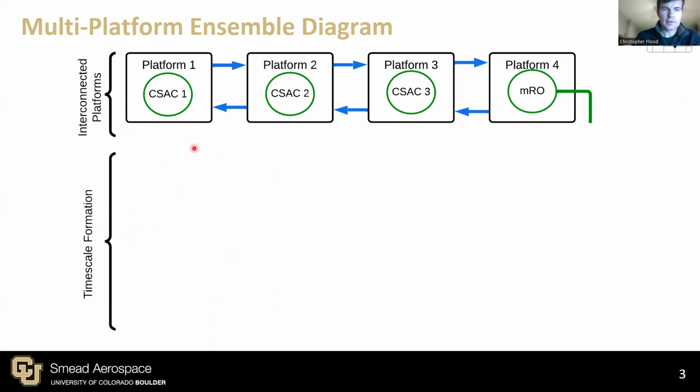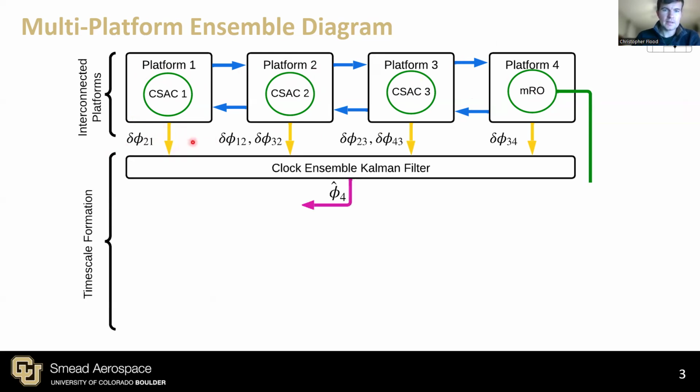So these four platforms are meant to represent four satellites in the same orbit plane, where platform 1 is connected to platform 2. Platform 2 is connected to both platform 1 and 3. 3 is connected to 2 and 4 is just connected to 3. Each of these platforms has an onboard clock represented by these green circles, and these platforms are making differential phase measurements represented by delta phi, these yellow arrows, which are input to a clock ensemble Kalman filter.